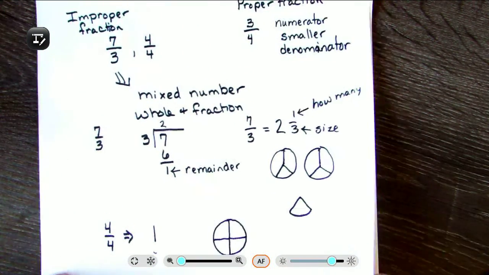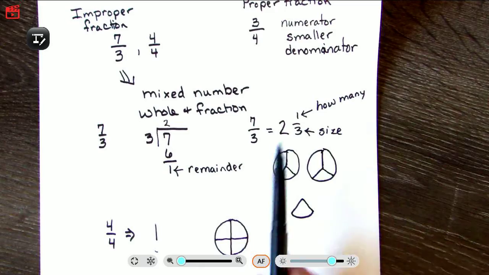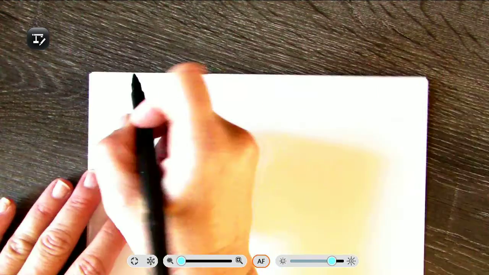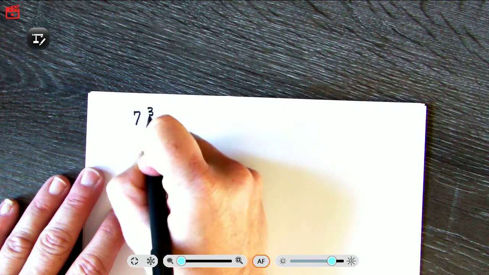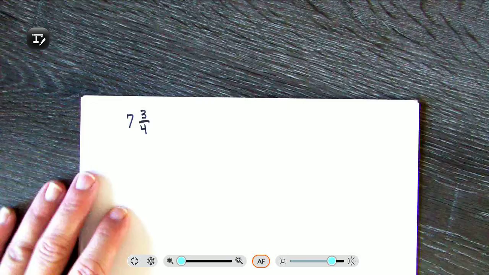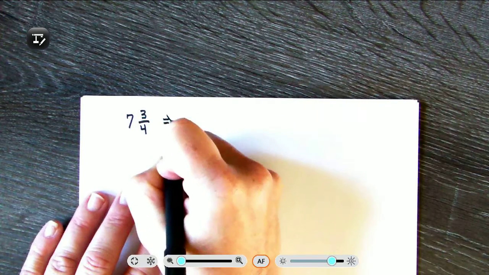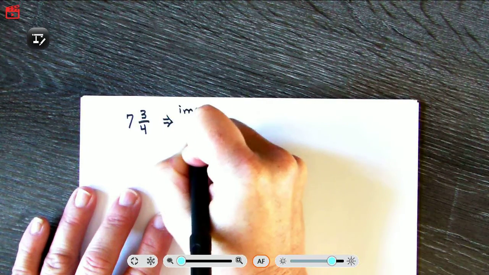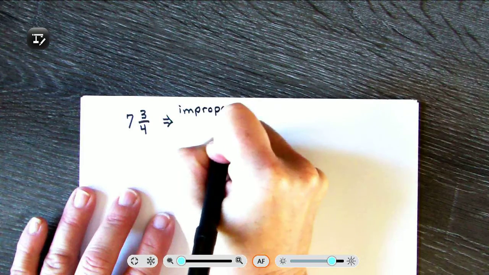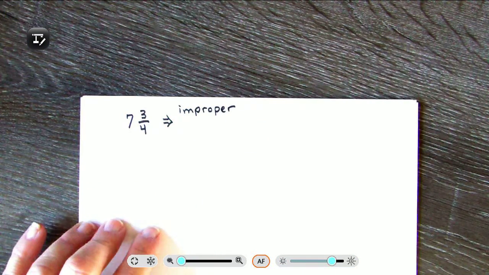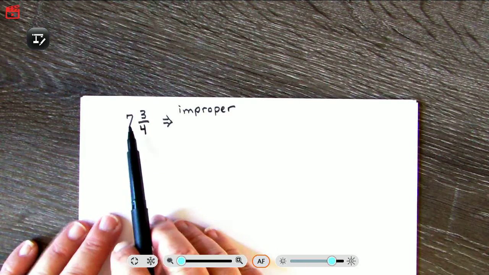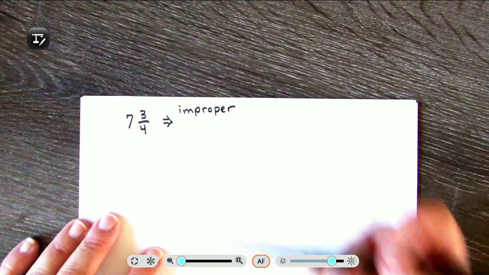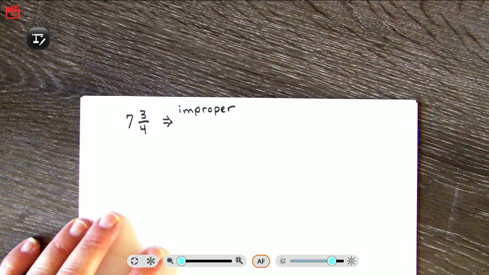Okay. We can sometimes need to go from that mixed number to the improper fraction. So let's talk about that. So let's say I have 7 3/4, and I want to turn it into an improper fraction. Okay, for whatever reason. And there will be reasons we will do that. To do that, we're going to kind of go backwards. If you remember before, we did dividing, and then we had that remainder.